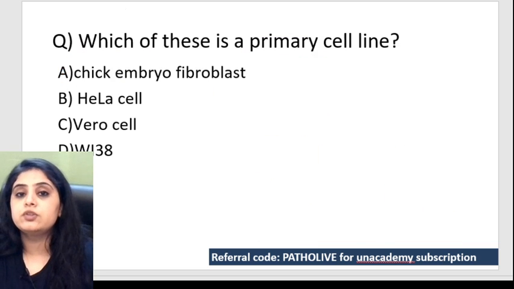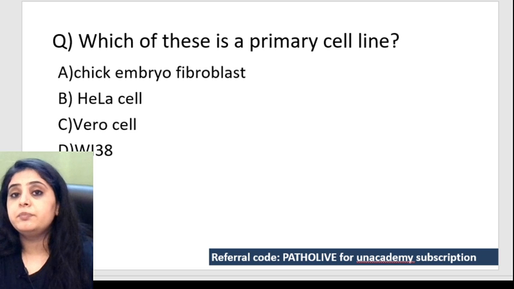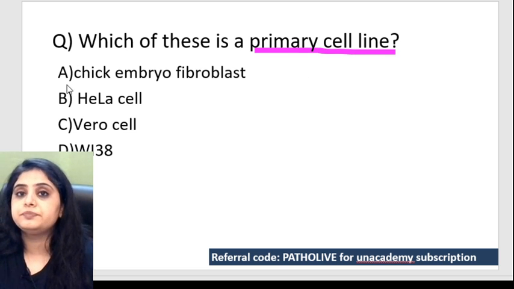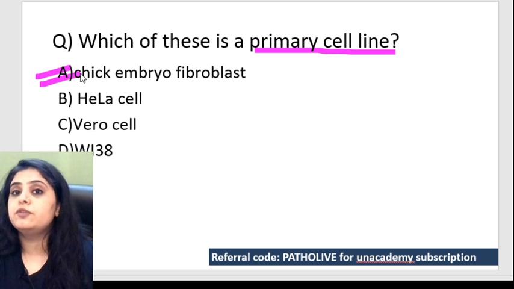Having done this, moving on to the next one. Which of this is a primary cell line? Now I'm coming to cell lines. Primary cell line is chick embryo fibroblast.